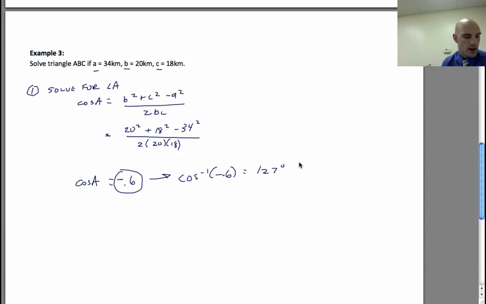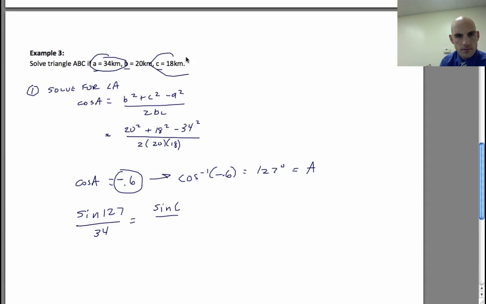Now, we have a couple of different ways that we can find angle C. We could use law of cosines or law of sines. I'm going to use the law of sines because I think it's a little bit easier. There's less calculations to do. And so what I'm going to do is this. I've just found A. So when I have A, I can say the sine of 127 over 34, which is A, is equal to the sine of C over c, 18.